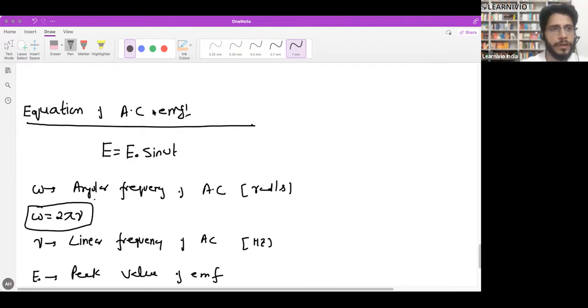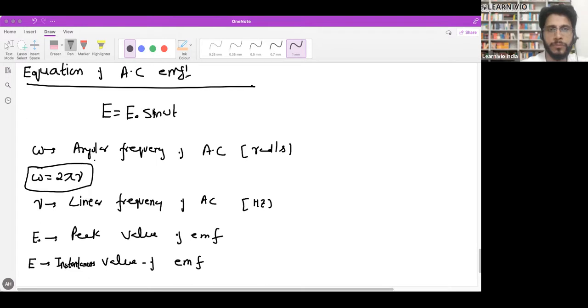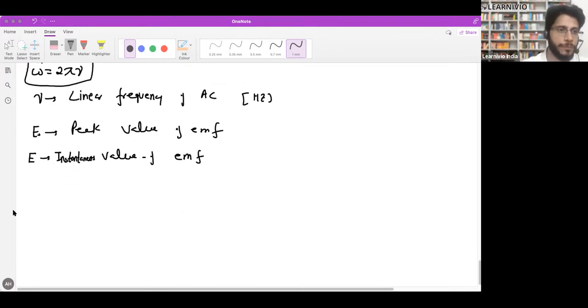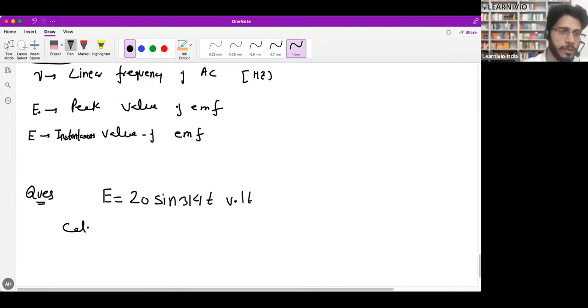Noted? Okay. Do this question. This is the equation of AC EMF. E is 20 sine 314 t volt. This is the equation of EMF. Calculate first the peak value.